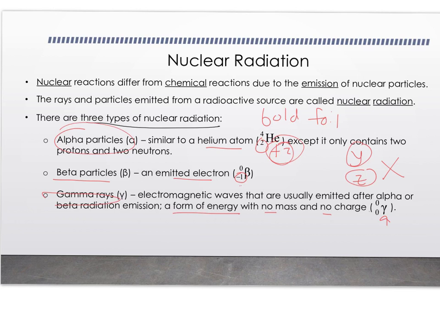So just to recall, alpha particles are a helium atom with a mass of 4 and a charge of 2. Beta particles are your emitted electron with a mass of 0 and a charge of -1. Then your gamma rays are just electromagnetic waves, a form of energy with no mass and no charge.